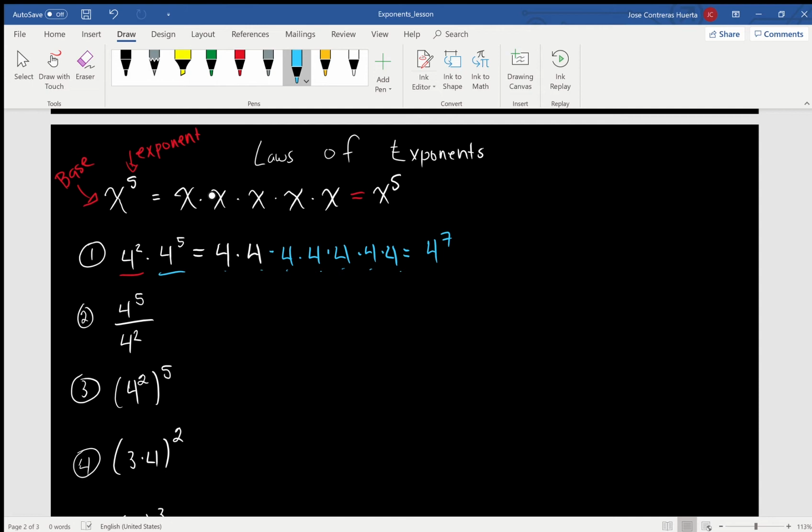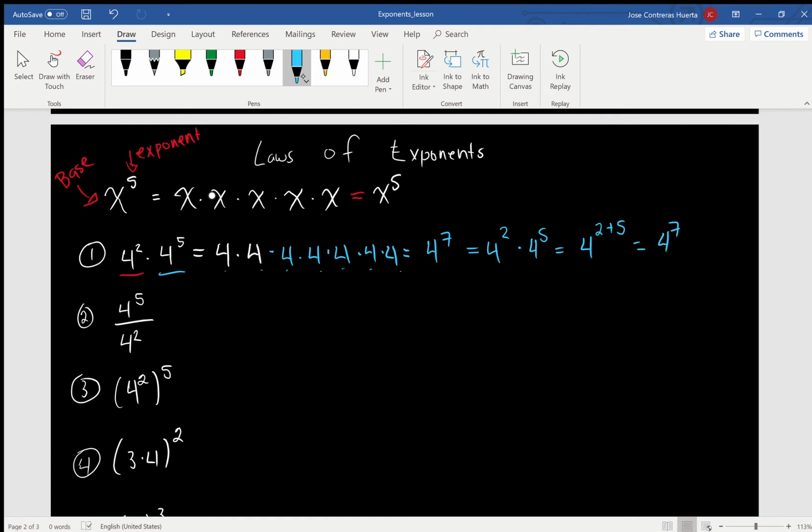So now, what is the rule when you have two terms that share the same base? What do you do with the exponents? Well, you add the exponents, right? Because we could have gotten this answer by just doing 4 to the second power times 4 to the fifth power. This is the same thing as 4 to the 2 plus 5. Therefore, this is 4 to the seventh power.